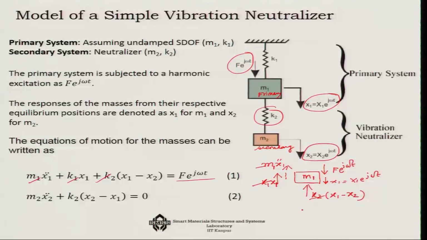What is happening for m2? Well, m2 does not have any external force. m2 only has the inertia force, which we will put as a dotted line, m2 x2 double dot, and also the resistive force from the spring, which is just equal and opposite. So, it is k2 times (x2 minus x1). That is how this expression comes up. So, this is the governing equation of motion of a simple vibration neutralizer.